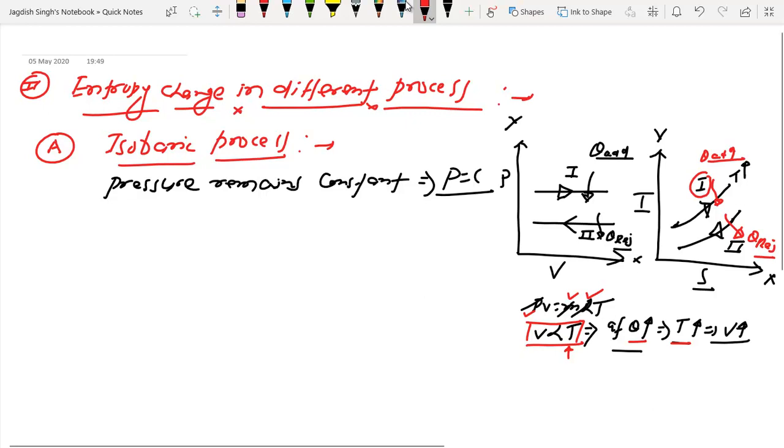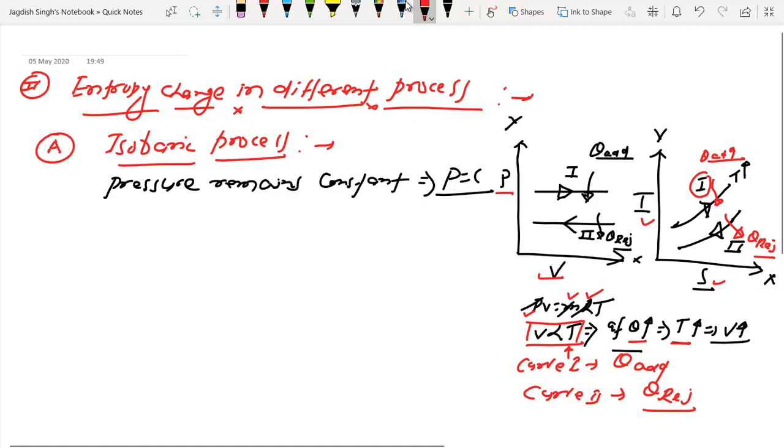So curve 1 represents heat addition and curve 2 represents heat rejection, right? Similarly, on the PV plot, curve 1 represents heat addition and curve 2 represents heat rejection. So there should not be any confusion while drawing any process either on the PV plot or the TS plot. That's why I am dealing with every process one by one.